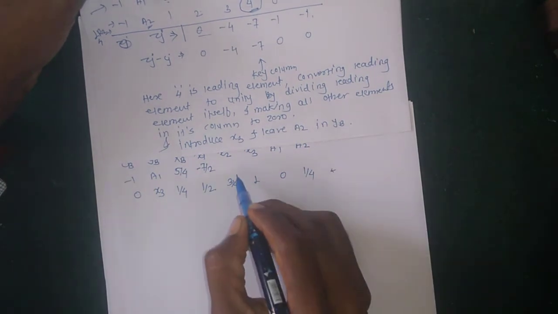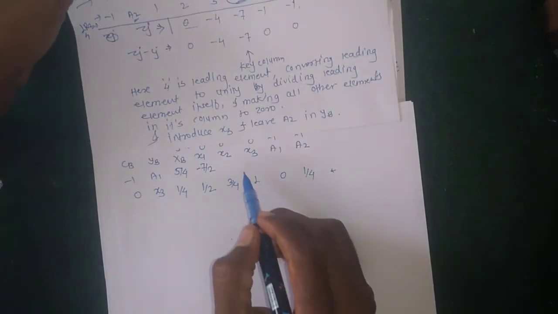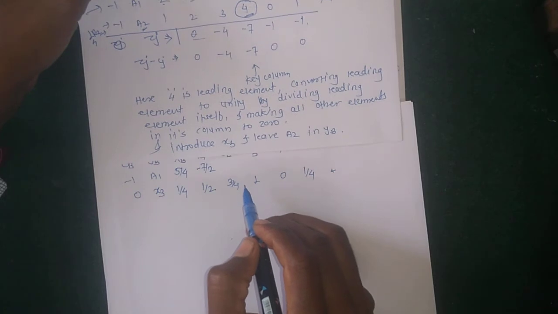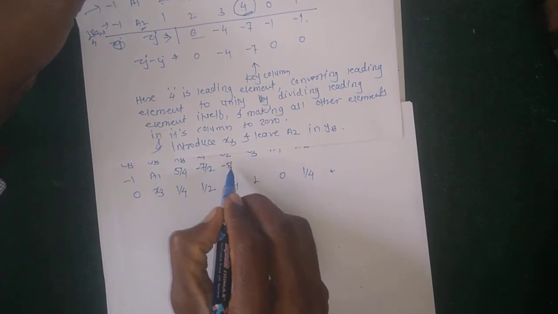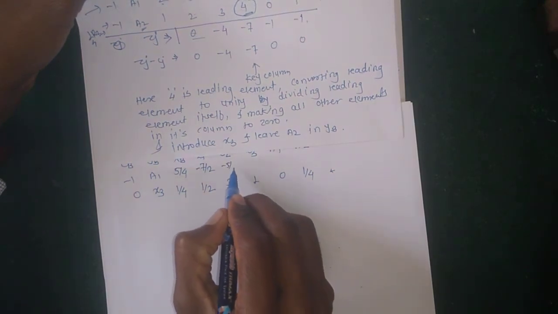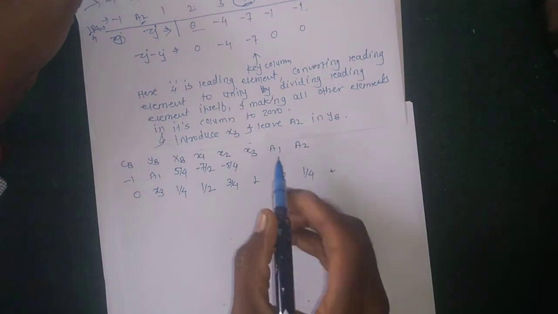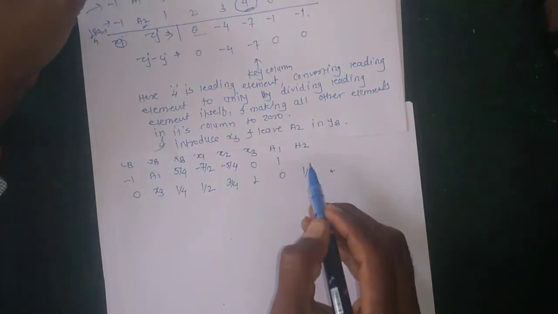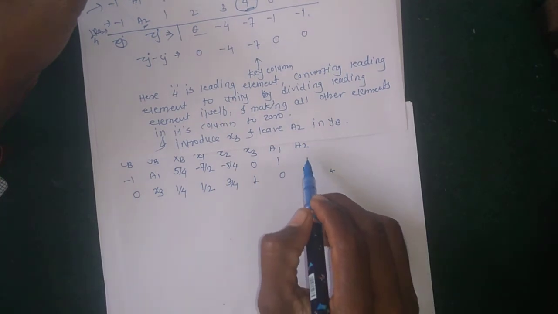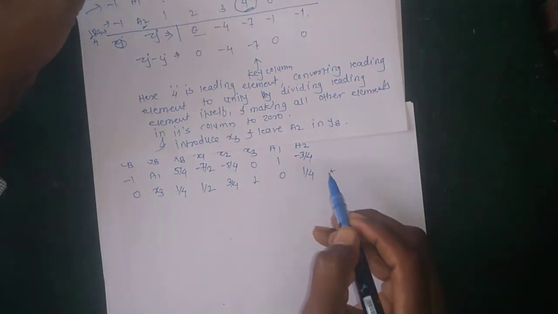Okay, then the next element is for the x2 column, 1 minus 9 by 4, 4 minus 9 is minus 5, so minus 5 by 4. Okay, then 3 minus 3 is 0, then 1 minus 0 is 1 as it is, and 0 minus 3 by 4 is minus 3 by 4.